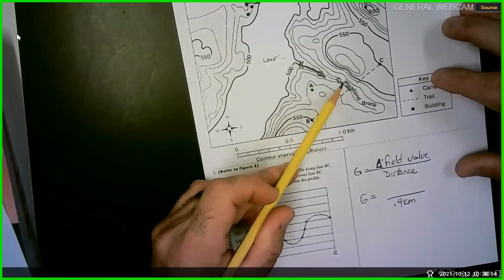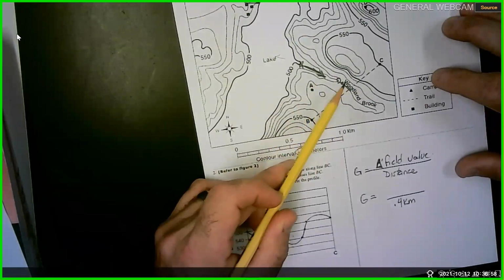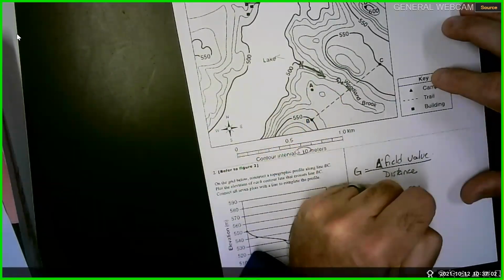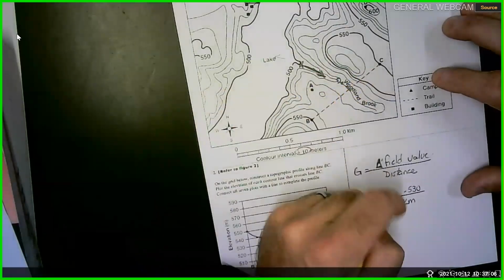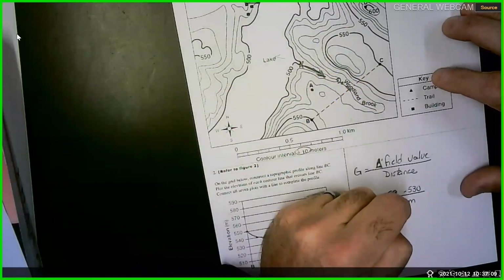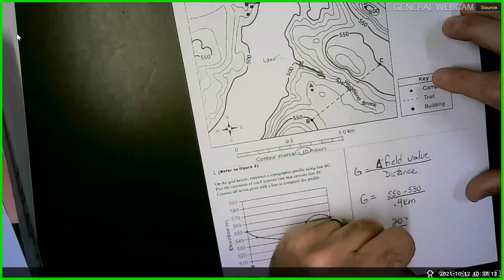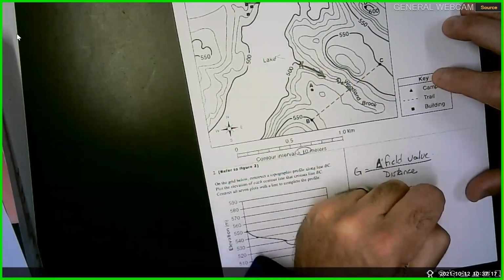So we have, this is about 530, because that's our last contour line. It's 530, so I'm going to put it over here because I know I'm going to subtract the higher number. And then C is going to be 550. Right. So G equals 20 divided by 0.4. And this is in meters.